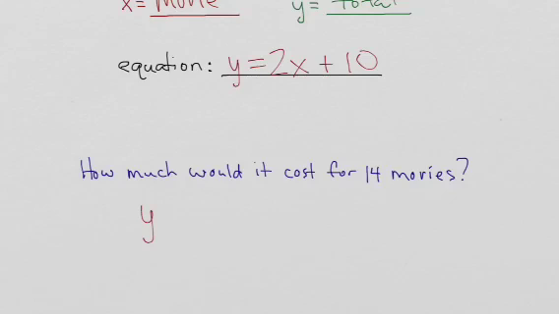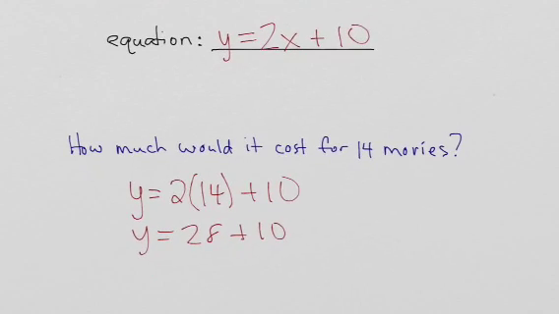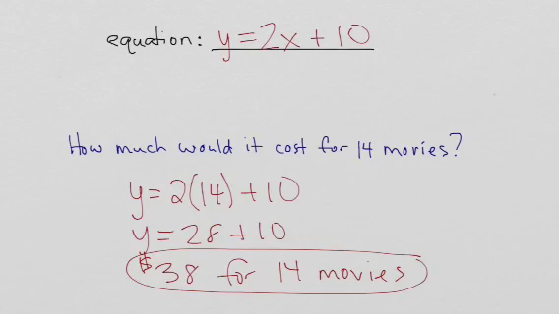So we're trying to find the total cost, $2 per movie, and we're going to do 14 of those movies. So we plug a 14 in, and we can find out how much. 2 times 14 is 28. 28 plus 10, well, that ends up equaling $38 for 14 movies. That is way cheaper than the price of actually just paying one at a time. That's the idea behind these movie clubs.